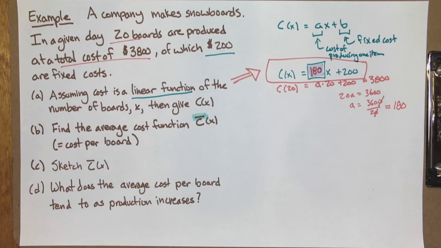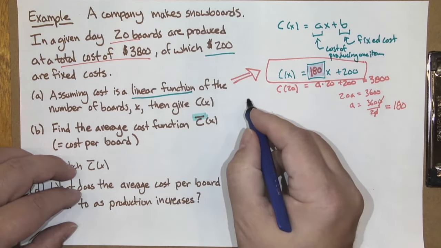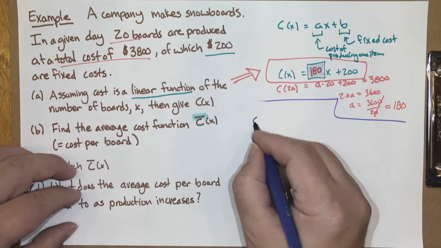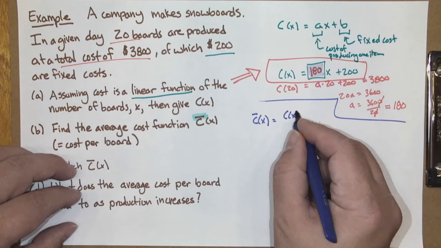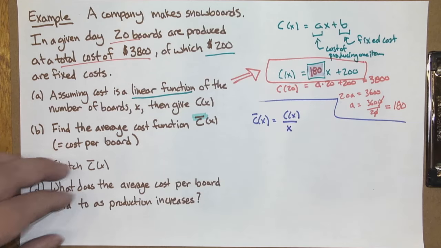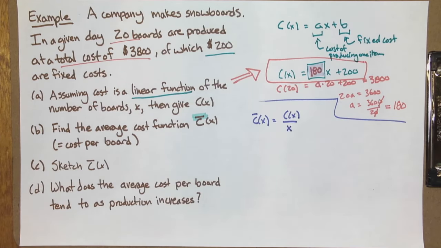$190. Right, how'd you get that? Somewhere over on this side, I heard it. 190. You divide, okay. So you said, I know the cost. I know how many I made. So we can do some division. So the average cost says, well, what's the cost, and divide by how much we made.